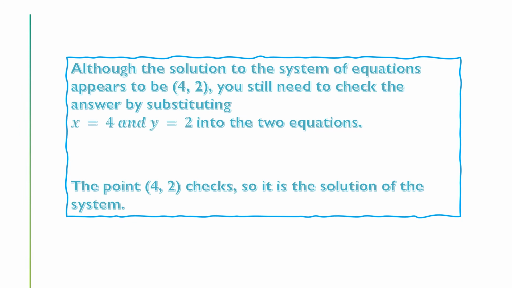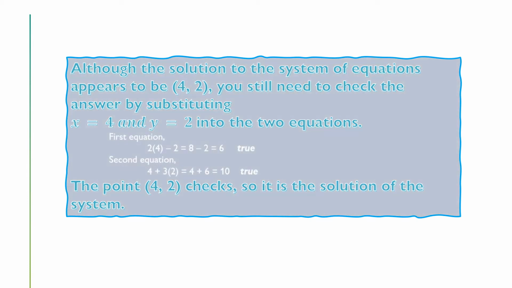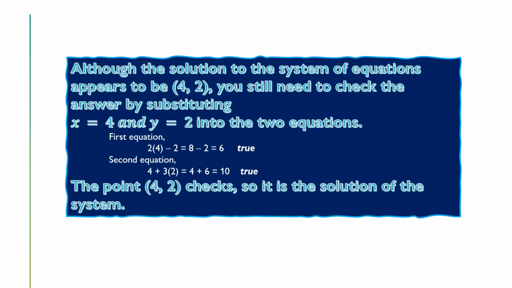Although the solution to the system of equations appears to be (4, 2), you still need to check the answer by substituting x for 4 and y for 2 in the 2 equations. Upon substitution, we receive a true statement in both equations, so the point (4, 2) checks. It is a solution to the system.